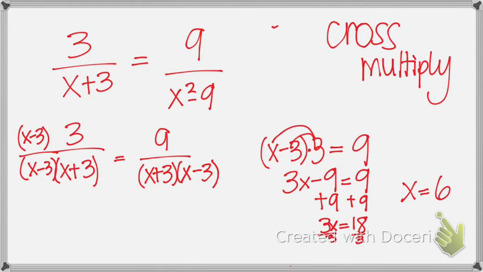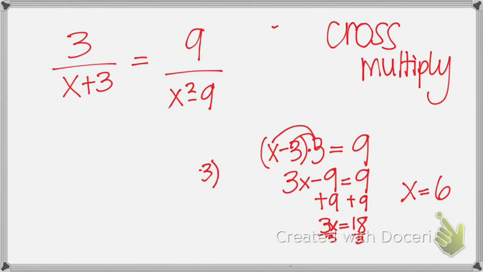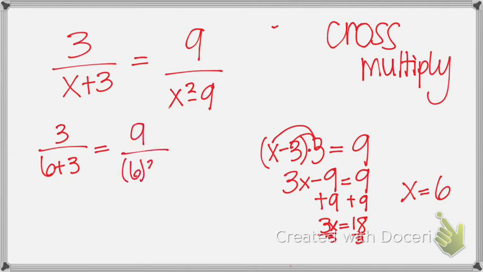But what do I have to do? Put it back in. So we put it back in. We have 3 over 6 plus 3 equals 9 over 6 squared minus 9. I just plugged in 6 for the x's.